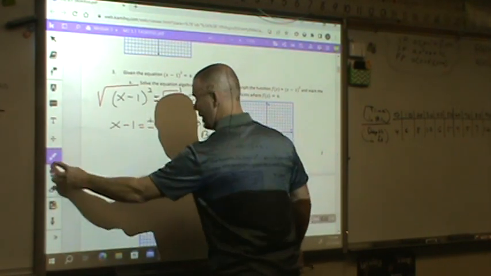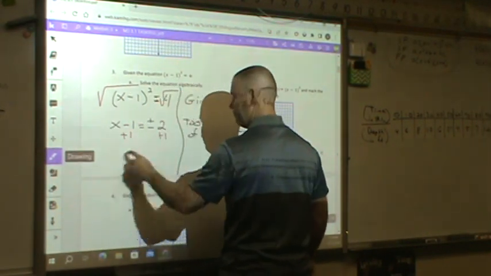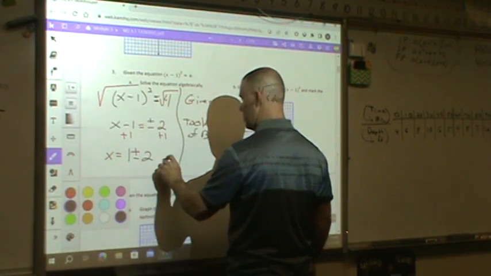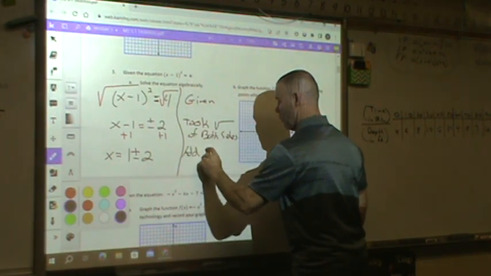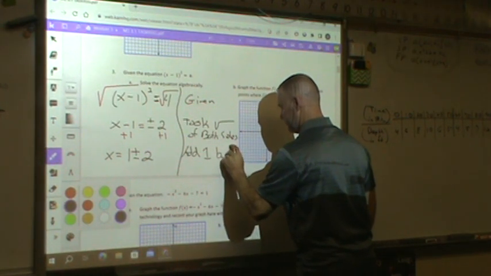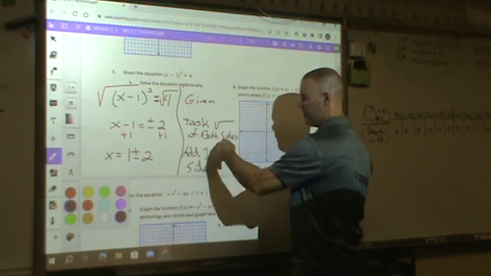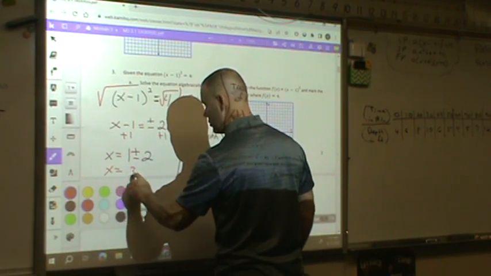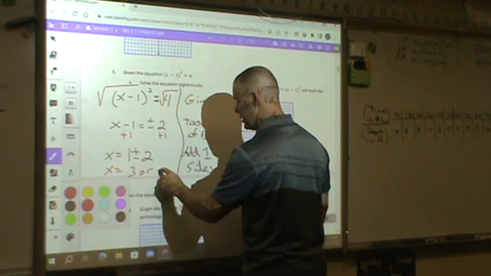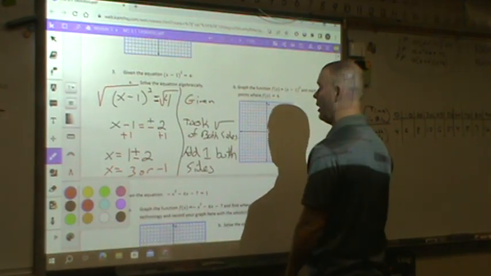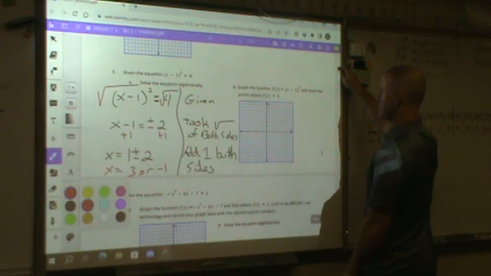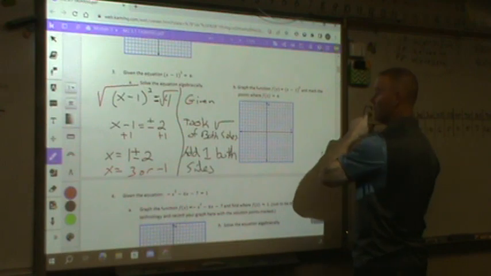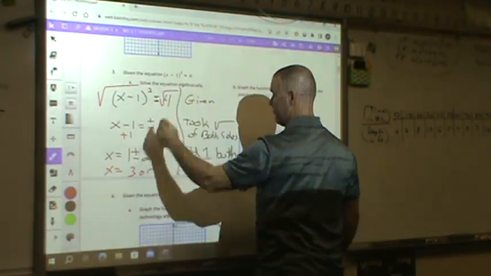At this point, now what I'm going to do is add 1. So x is going to be equal to 1 plus or minus 2. And what did I do? I added 1 to both sides. Again, there's justification for doing what I did. So 1 plus 2 is 3, so x equals 3, or 1 minus 2 is negative 1, so x is equal to 3 or negative 1. Now go back and look at your, well, no, sorry, we can't go back. We will here in a second. So now we solved this, right?